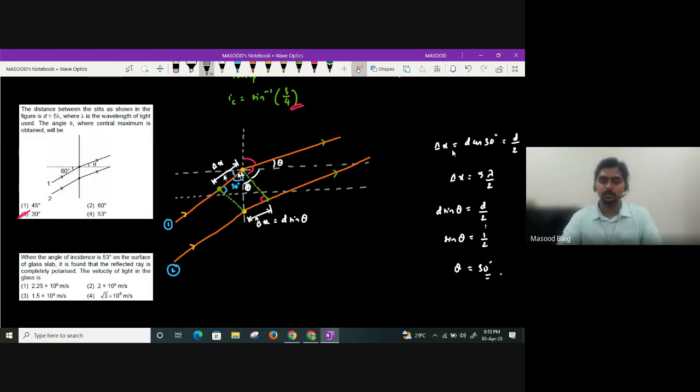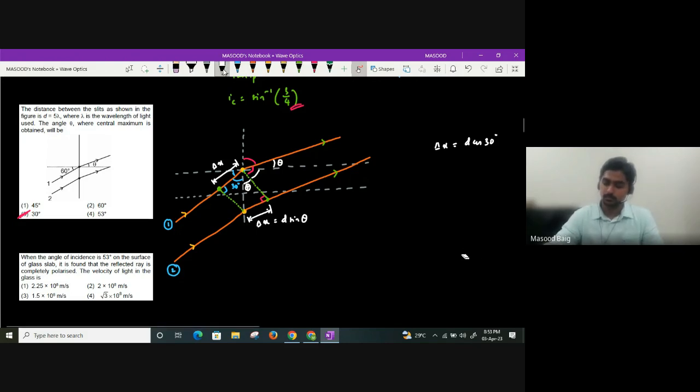Cos 30 is root 3 by 2, no? So here we will get it as root 3 d divided by 2. And what is delta x on the other side? I can write it as d sine theta will be equal to root 3 d divided by 2. So sine theta value, I'll get it as root 3 divided by 2. Theta value will be again 60 degrees only, guys.